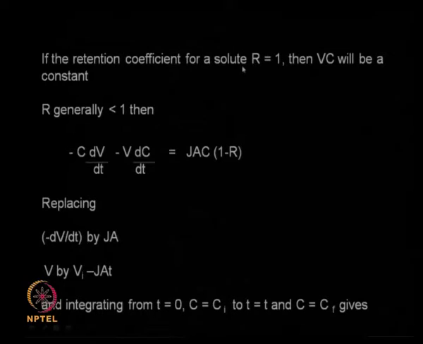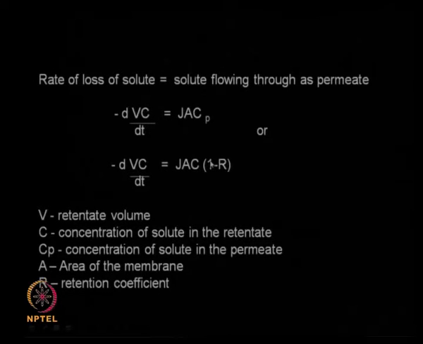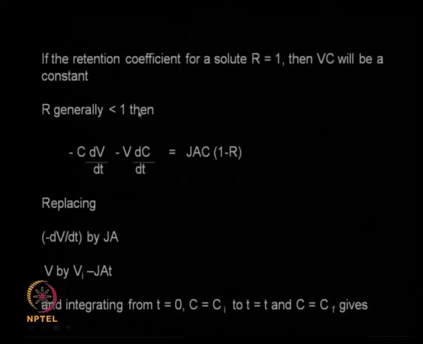If the retention coefficient for a solute R is equal to 1, then Vc will be a constant, understand. So if R is equal to 1, this whole term becomes 0, so d(Vc) by dt equals 0, so Vc is a constant, right. So a constant amount of solute will remain over whatever time you are talking about, but R is generally less than 1, okay.